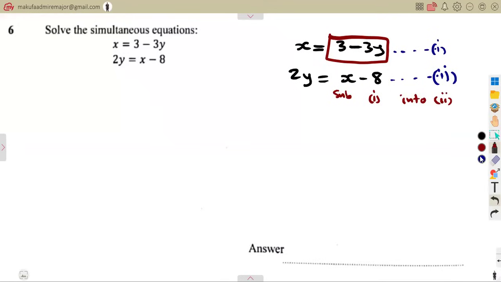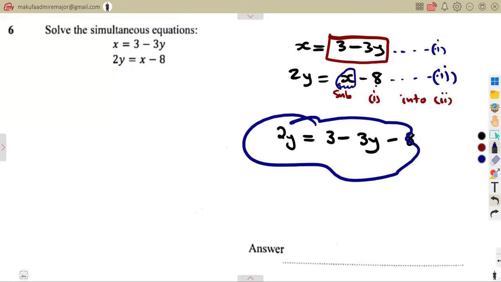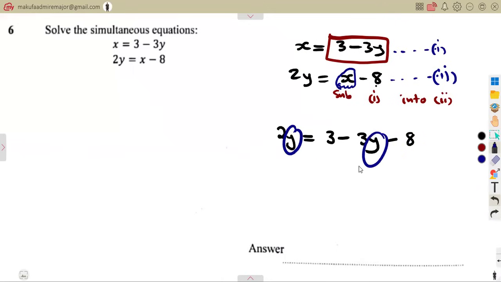That is in place of x. So in place of x, we are going to substitute. This will be 2y is equal to, in place of x, we are going to substitute what is representing x from equation 1, which is 3 minus 3y, but there is a minus 8. So consider that also. So we have formed another equation with only one unknown value, which is y.